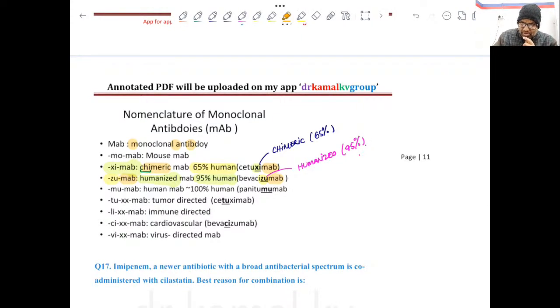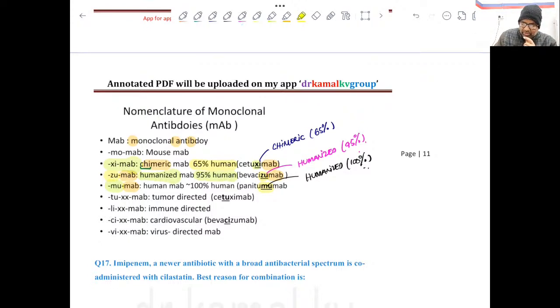Then we can have MU-MAB, and here the human component is 100%, right? So this is MU-MAB. So MU is fully human, 100%. Clear? So this is panitumumab, right?